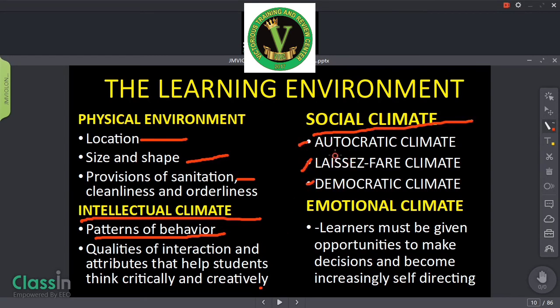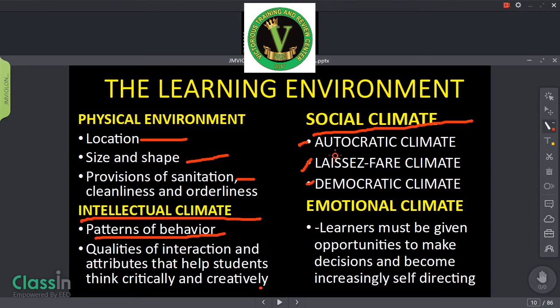Now let's talk about the autocratic climate. When we talk about the autocratic climate, the teacher is the law of the classroom. Siya ang batas ng classroom. Since he or she is the law of the classroom, the teacher makes all the decisions and imposes them, and the students have to follow all the decisions, or else they will be punished accordingly.